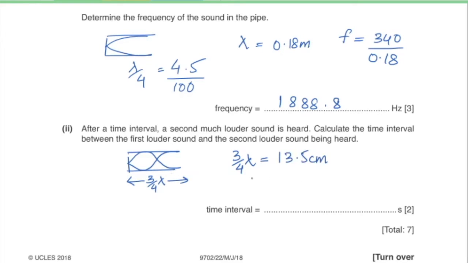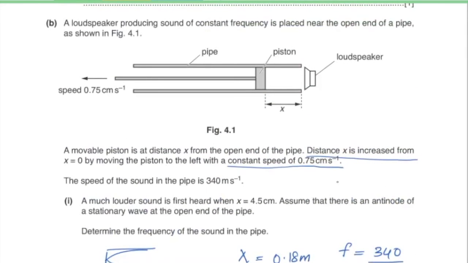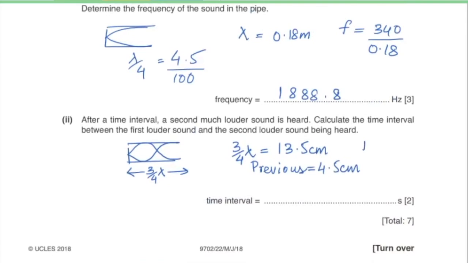So the previous length of the tube when the first loud sound was heard was 4.5 centimeters, and now when the second much louder sound was heard, the length of the tube was 13.5 centimeters. And in the beginning, it is told to us that x changes by 0.75 centimeters every second. So this means that 13.5 minus 4.5 divided by 0.75 gives us 12 seconds. So 12 seconds is the time interval between the first and second louder sound being heard. So the time interval is 12 seconds.